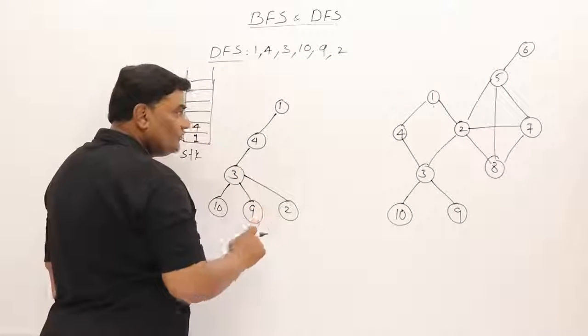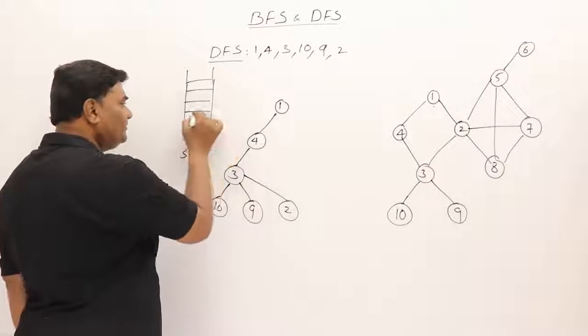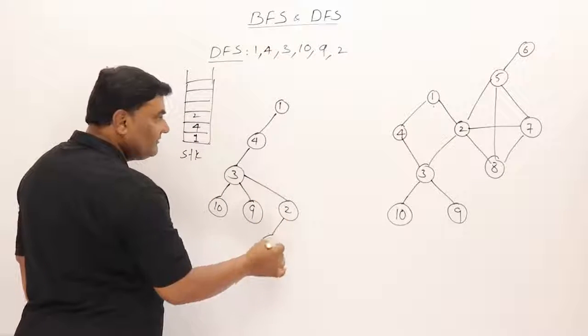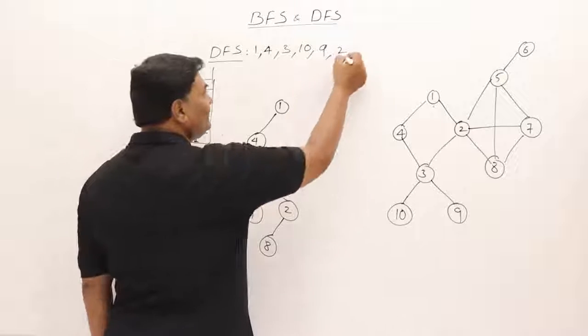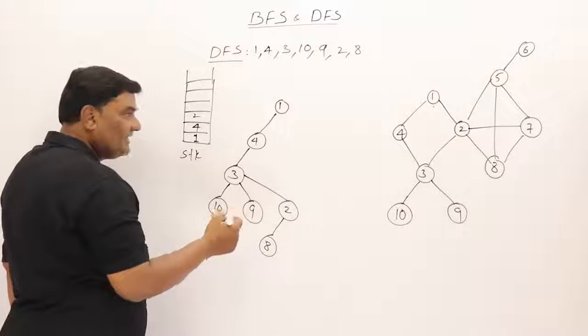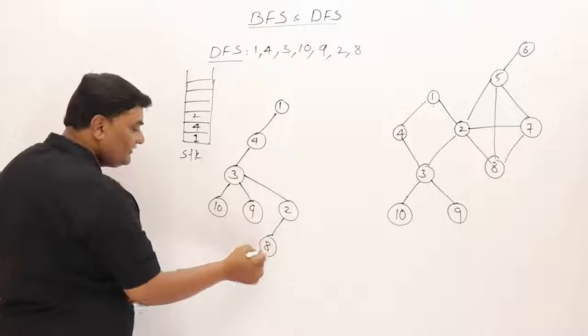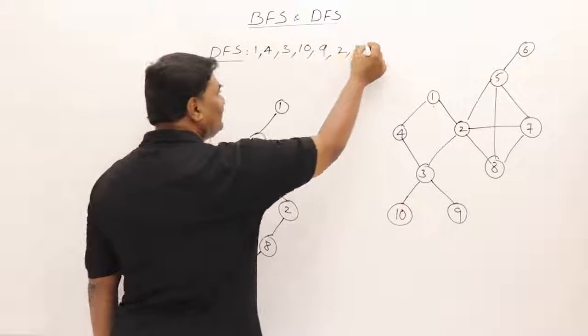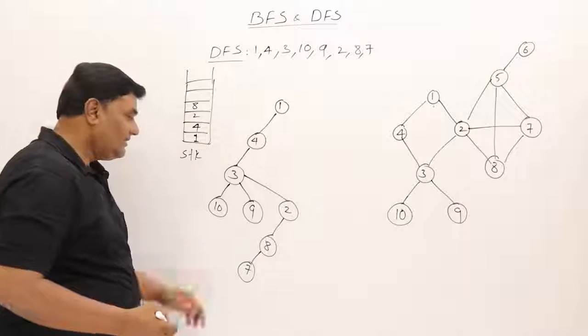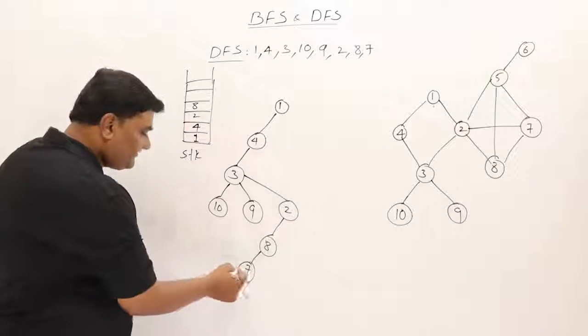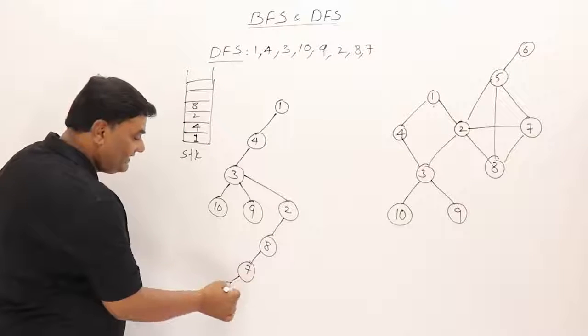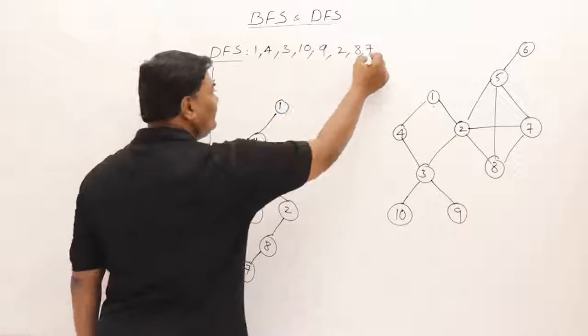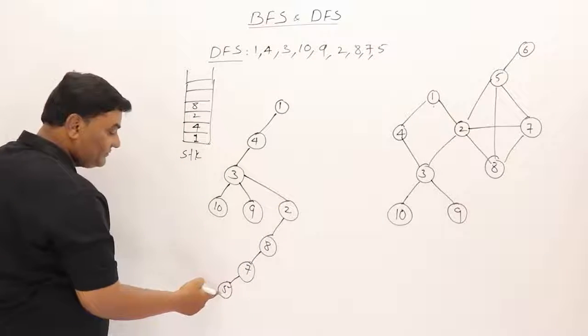Then from 2, who is adjacent? Suspend 2 and start exploring 2. So from 2, 8 is adjacent. So take 8. Now start exploring 8. So from there I can go on 7. So suspend 8. So 7 is visited. Now we have to explore 7. From 7 I can go on 5. So 5 is newly visited. Now we have to start exploring 5.